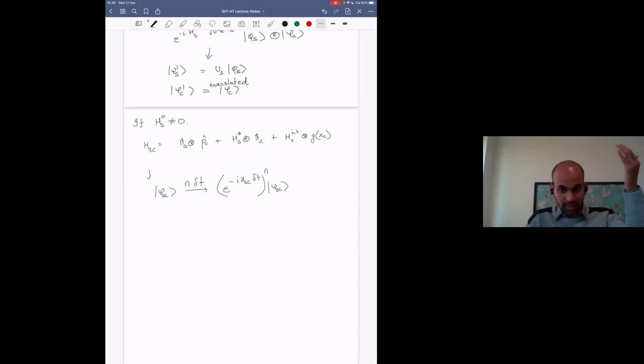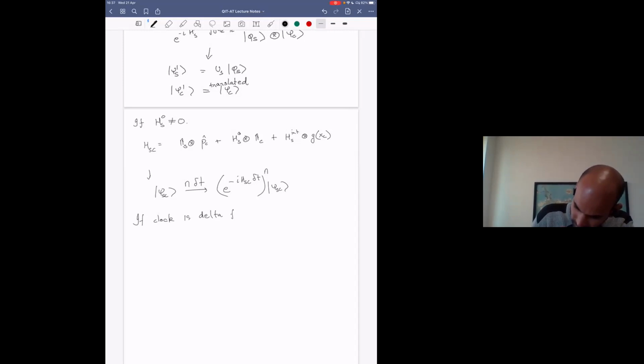Now, when you consider the influence of this on the system, as the clock passes through the potential, it's applying the unitary H_int on the system. However, at the same time, the unitary H_S is also being applied on the system. So now we have a problem. Imagine, for simplicity, that the clock is a delta function, which means that there's no uncertainty as to where in the potential it is. It's always at a particular point in the potential. Then when the clock moves from the left to the right of the potential, we get the following.